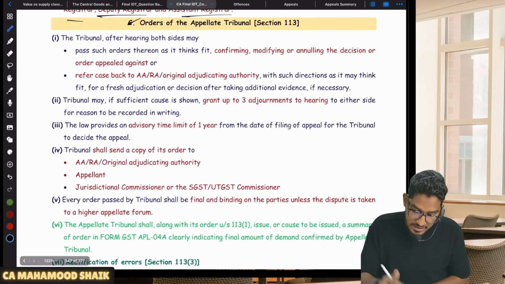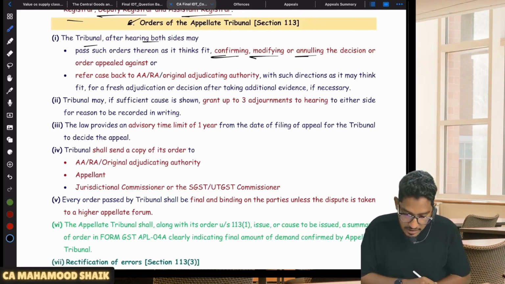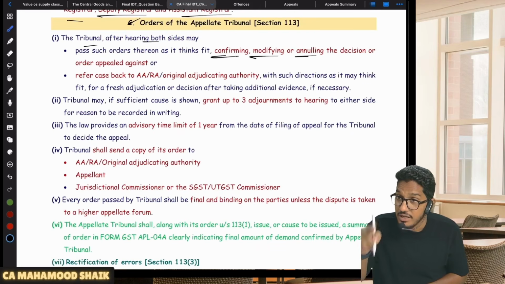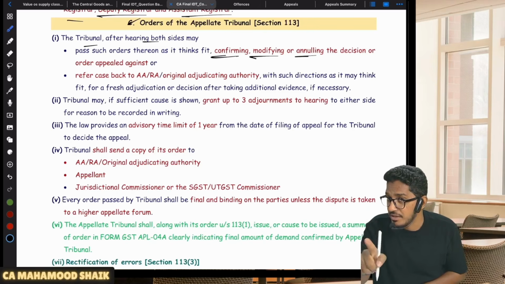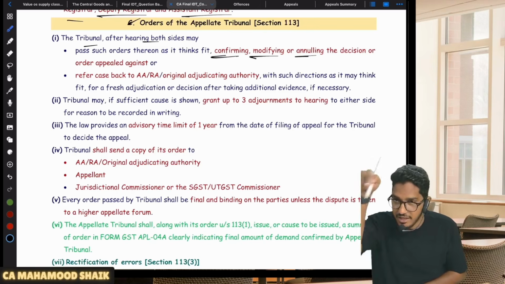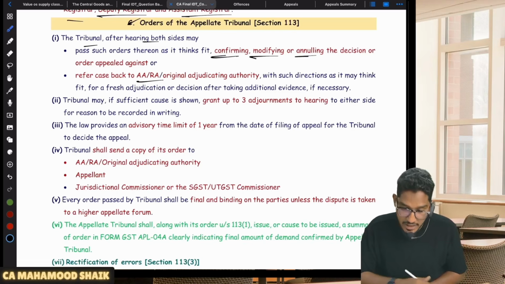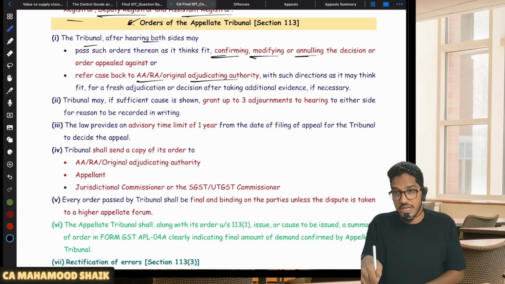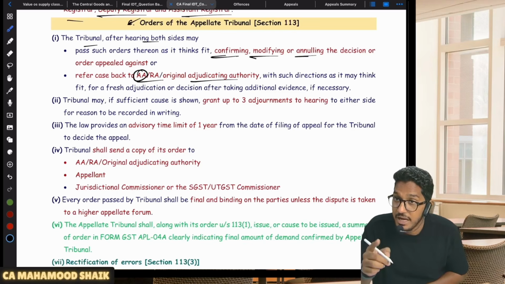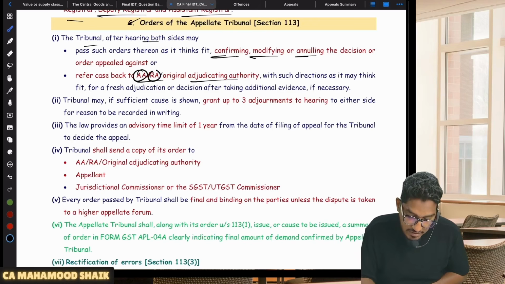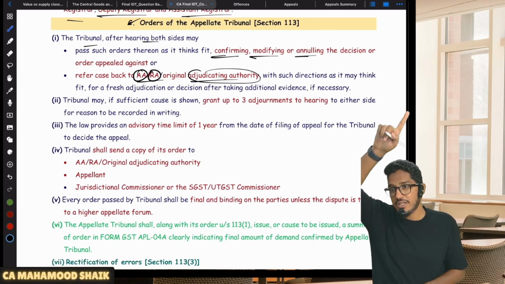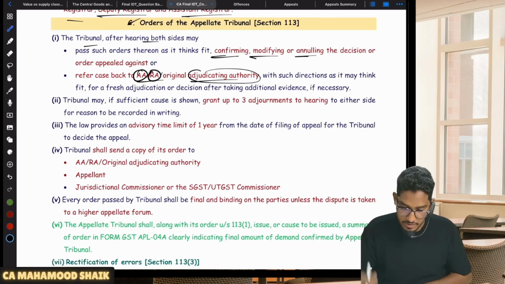Now the order. As I have told, the tribunal, after hearing both sides, can confirm, modify or annul the decision. And as I have told, the appellate authority can't refer back, but the appellate tribunal can refer the matter back to the AA or RA or even the original adjudicating authority. They can refer it back to the appellate authority, to the revisional authority, or even to the original adjudicating authority who originally passed the order.